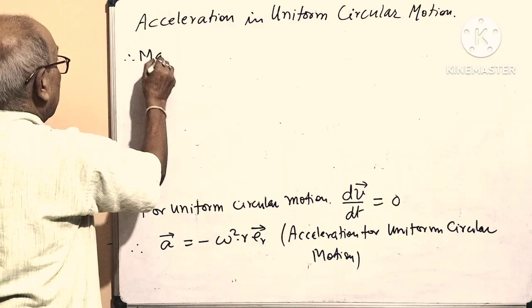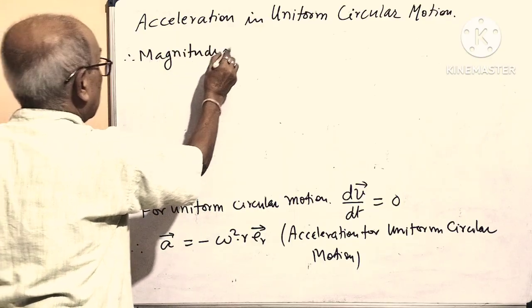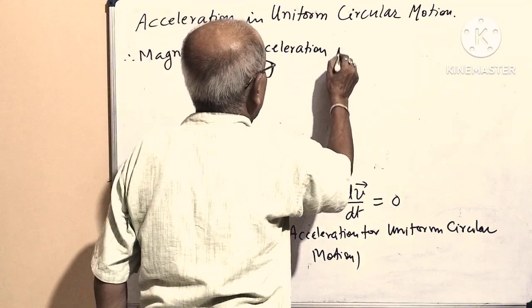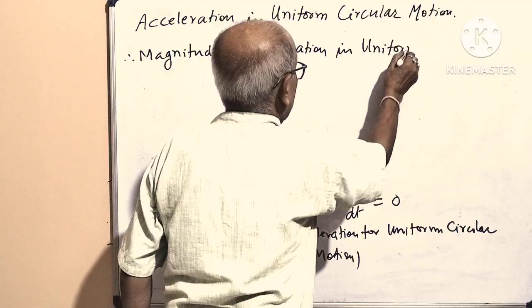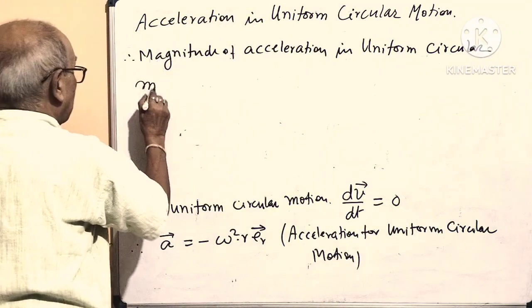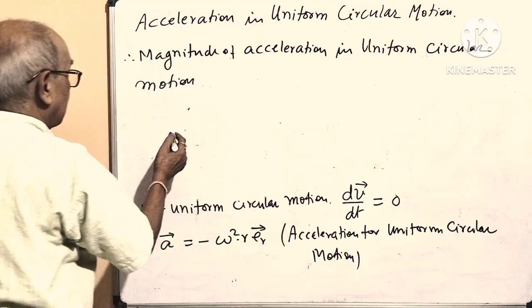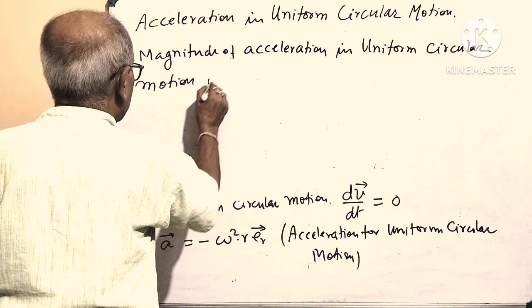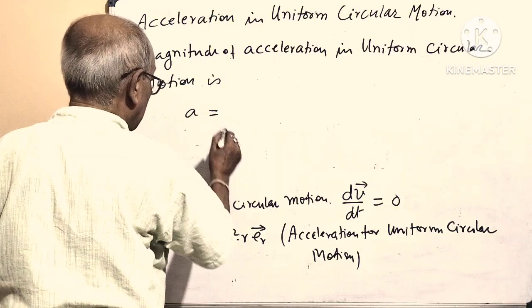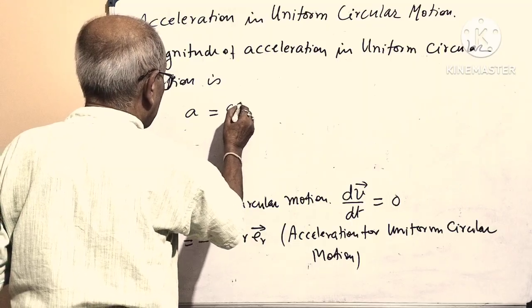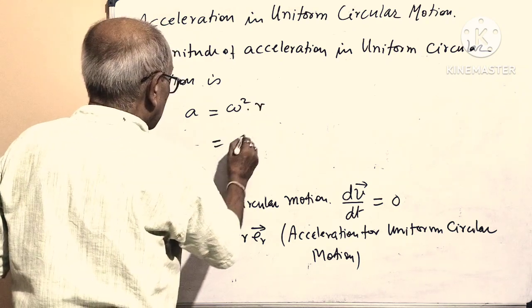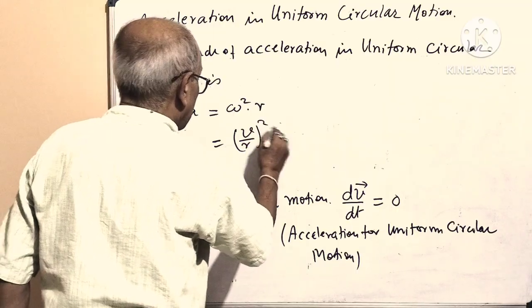Therefore, magnitude of acceleration in uniform circular motion is equal to v square into r, which is equal to v upon r whole square into r.